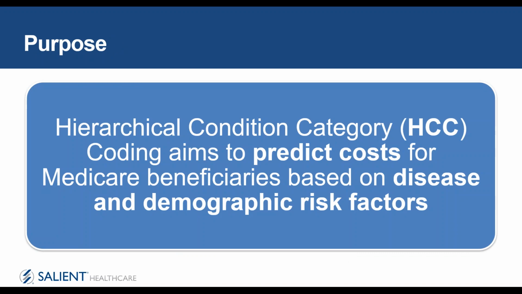Now, HCC stands for Hierarchical Condition Category, and these codes help to predict costs for Medicare beneficiaries based on disease and demographic risk factors. Appropriate coding leads to a more accurate benchmark, and in turn, that enables you to both anticipate the actual cost of care and the type of care that your patient population is going to require. Once you have that squared away, it gives your ACO the ability to derive initiatives that'll correctly address other areas such as quality and utilization. But in order to do that, you have to get the coding down first.